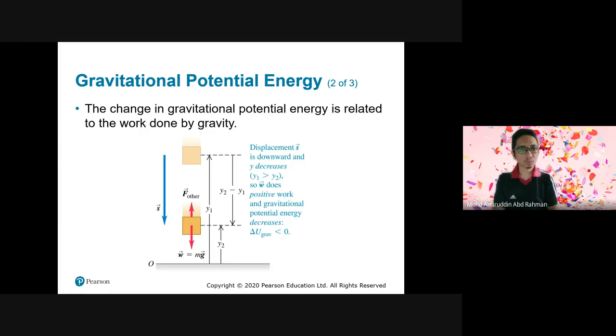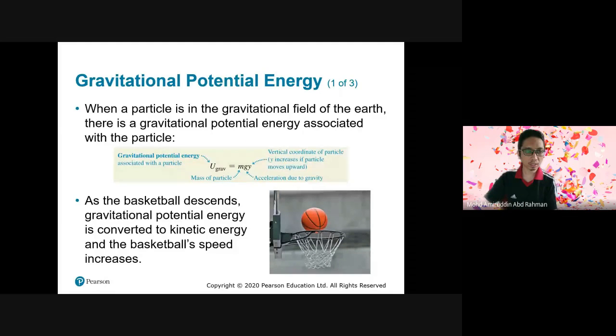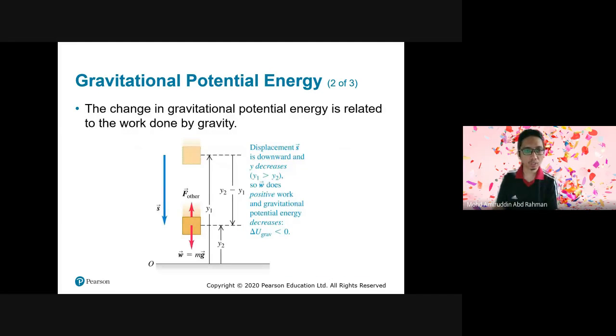So W does positive work, but you have another vertical force moving upward, so that is cancelling out the W. Because it depends on y, and your y is negative, the change in your U gravity will be less than 0.